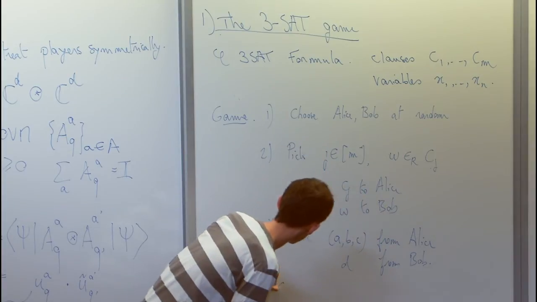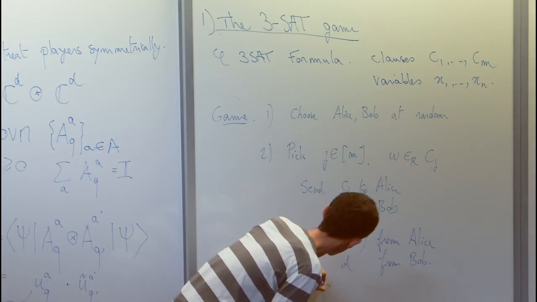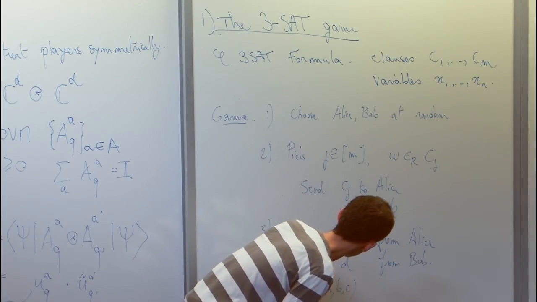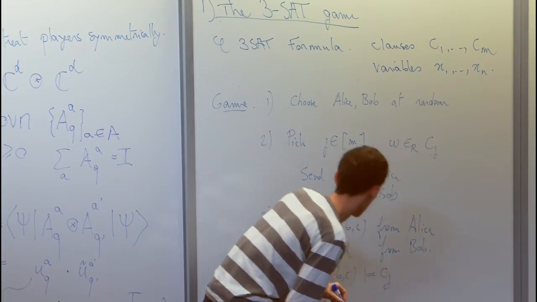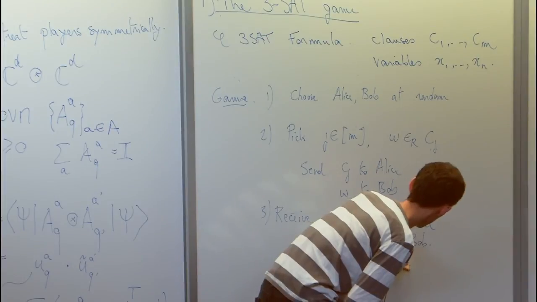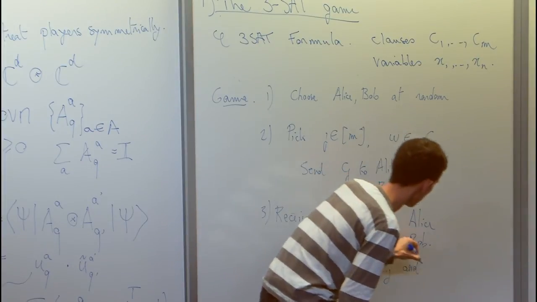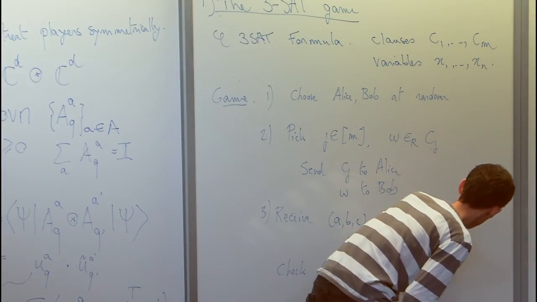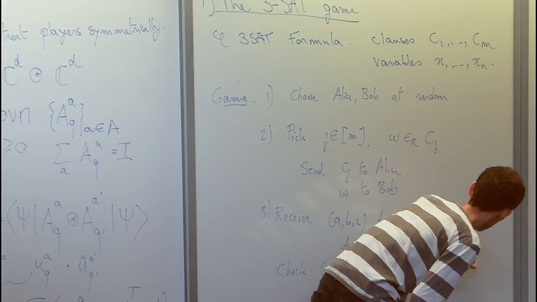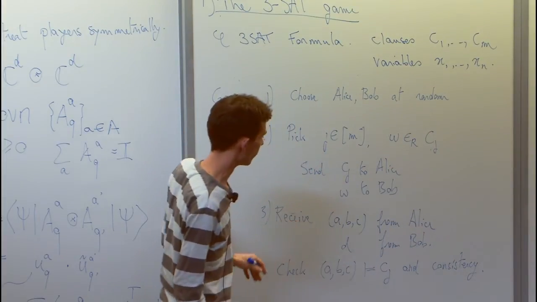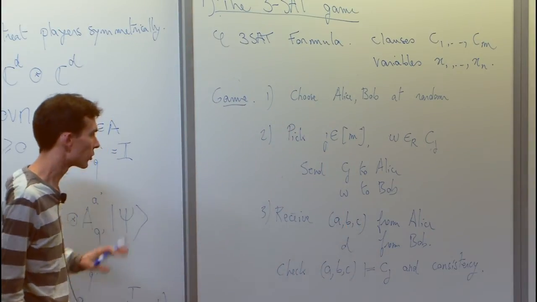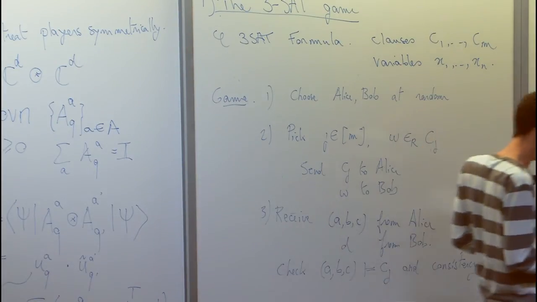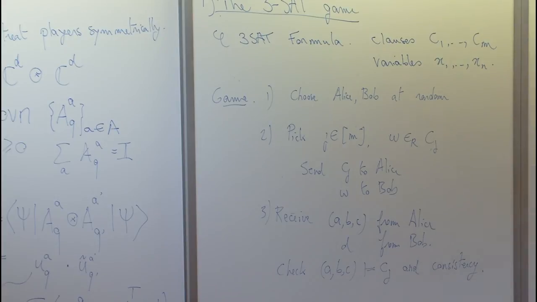And then we'll check that Alice's answers satisfy the clause, which I'm going to write just like this, satisfy CJ, and we also check consistency. I don't want to write this formally. So this is just saying that, whichever variable Bob was asked about, he gives the same answer as Alice, right? It's the same game as before. There's nothing new there. All right, so that's the game.